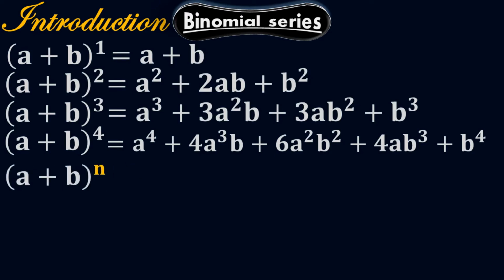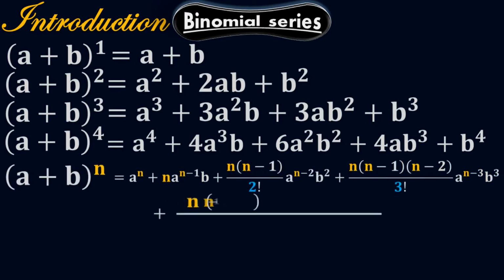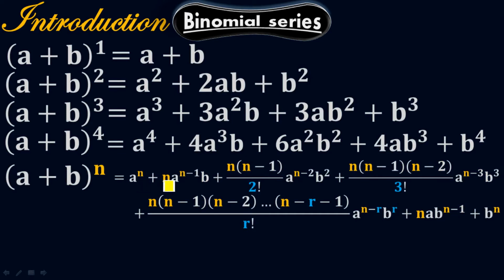Now can I write (a + b)^n equals a to the n plus n times a to the n minus 1 times b plus n(n minus 1) over 2 factorial times a to the n minus 2 times b squared plus n(n minus 1)(n minus 2) over 3 factorial times a to the n minus 3 times b cubed, and so on, up to n(n minus 1)...(n minus r plus 1) over r factorial times a to the n minus r times b to the r, plus n times a times b to the n minus 1 plus b to the n. This is what we call the binomial series. That's how the binomial series came out.